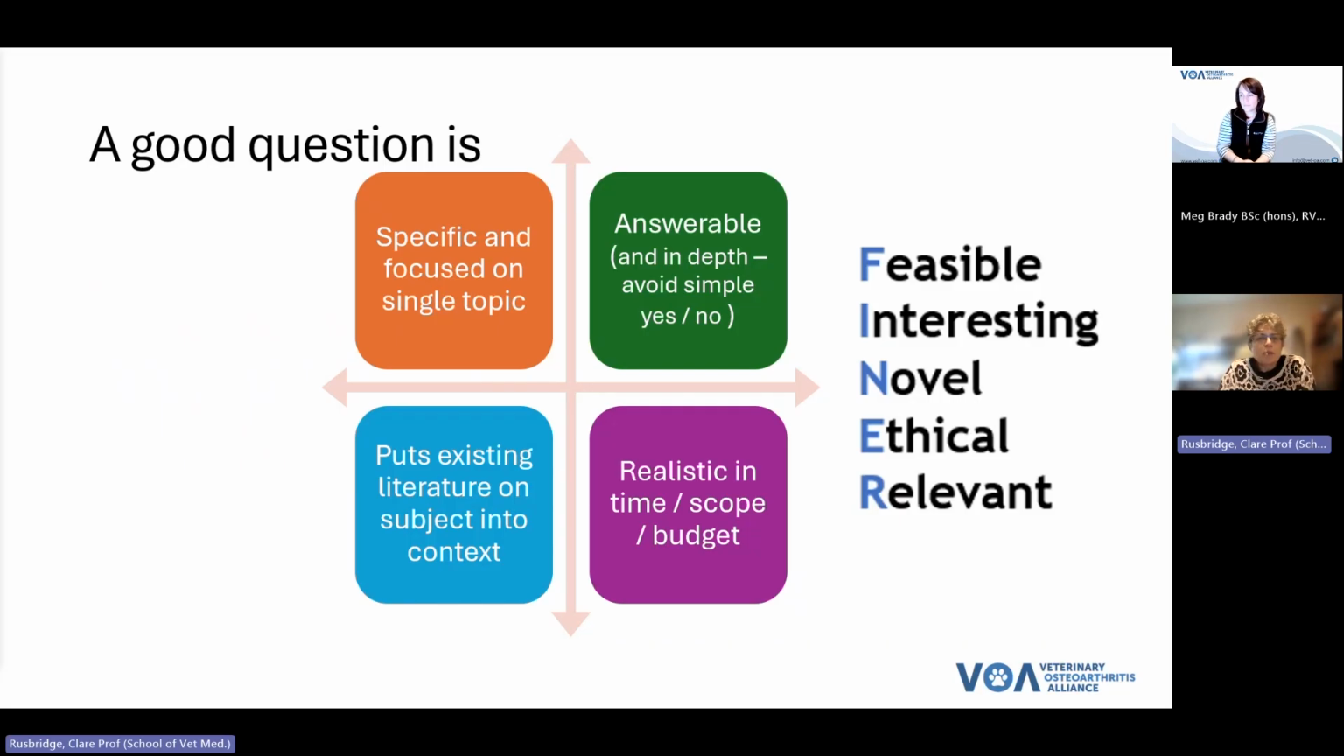You need to be able to put the existing literature and the subject into context. So going back to that neutering one, we would need to be able to say, yes, we know that early neutering may be associated with increased risk of osteoarthritis, especially in larger dogs. And you need to make it realistic in time, scope and budget. And I put there that it needs to be feasible, interesting, novel, ethical, and relevant. That sort of FINER acronym.